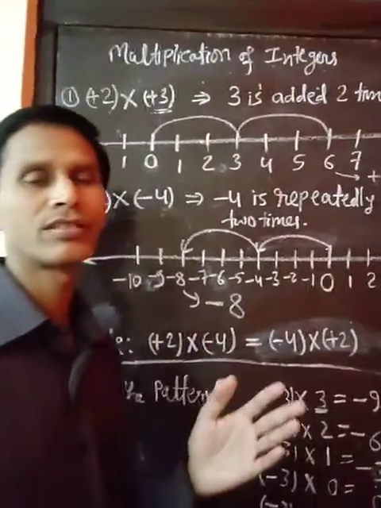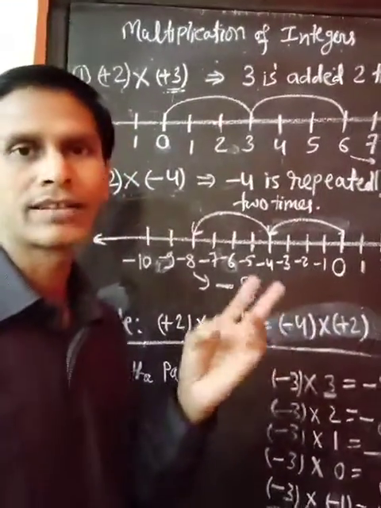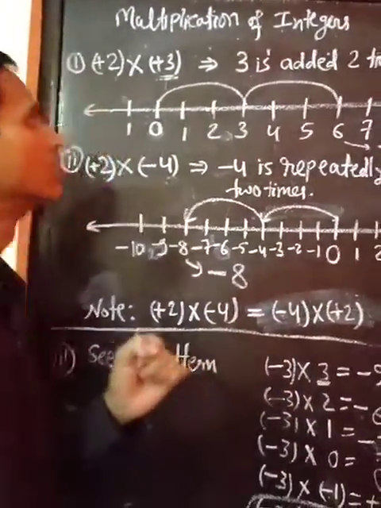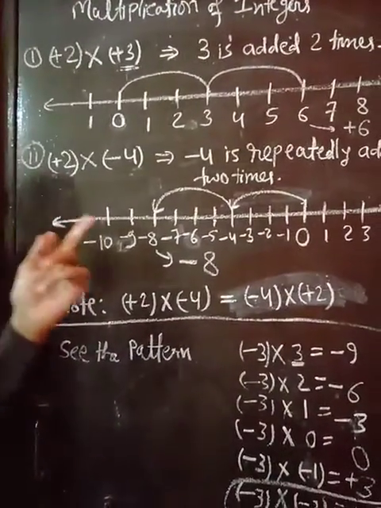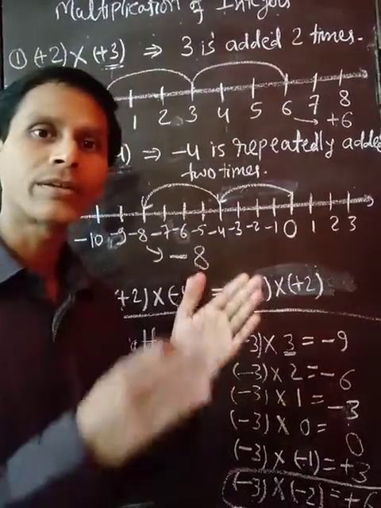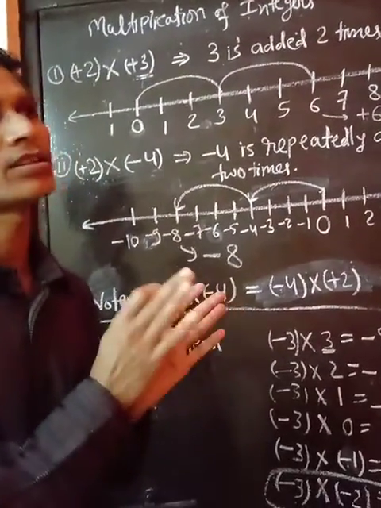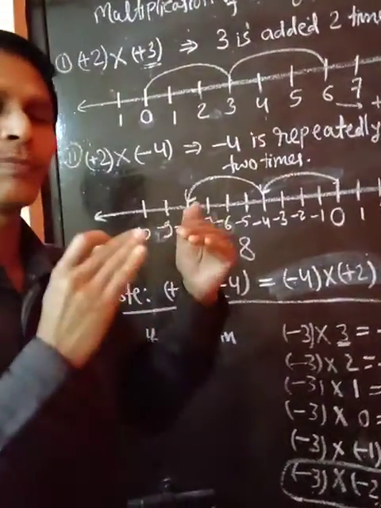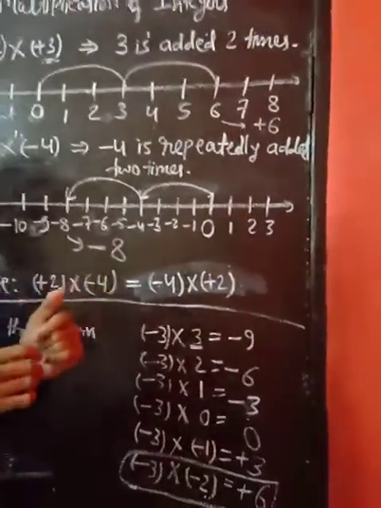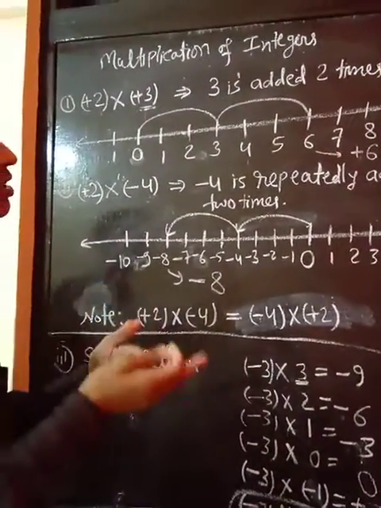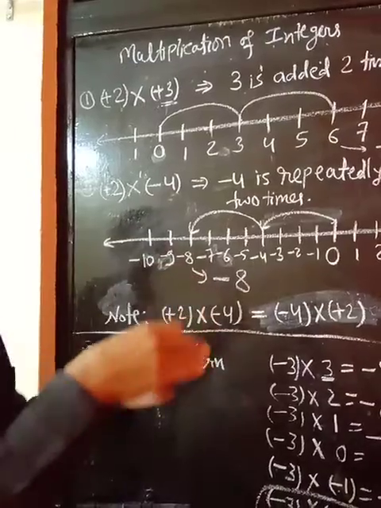In previous classes we have learned addition and subtraction of integers. So multiplication, as you know, means repeated addition. You have learned this in the starting, I think class 3 or 4. So this is the basic concept of multiplication. We will try to understand this also by the repeated addition method.